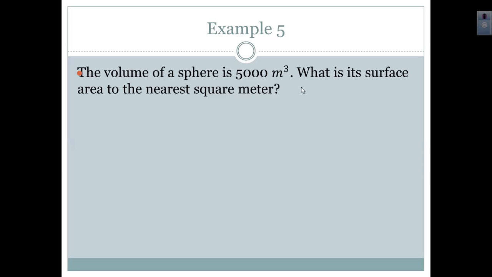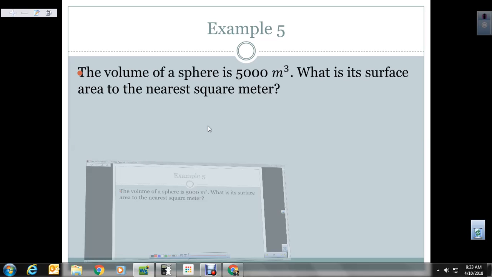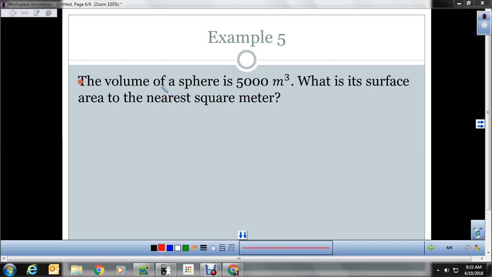Now, in this case, we are trying to find the surface area given the volume, which means we need to identify the radius. So we're going to work our way backwards in order to find our radius. So we start with our equation for the volume, because that's what they gave us. Volume is equal to 4/3 pi r cubed.